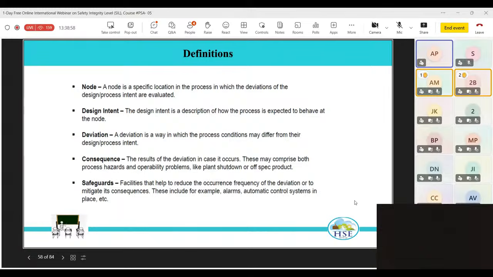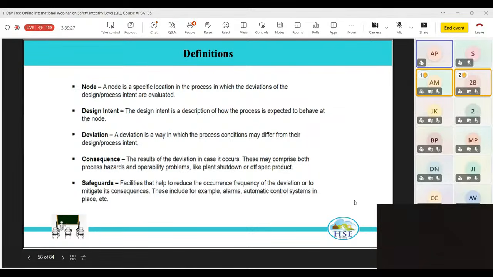Okay. So these kinds of deviations are common in process design, which are particularly discussed during the HAZOP session. Now, because of this deviation from design intent, what could be the consequence? The result of the deviation, in case it occurs, may comprise both process hazards and operability problems, like plant shutdown or off-spec product issue.